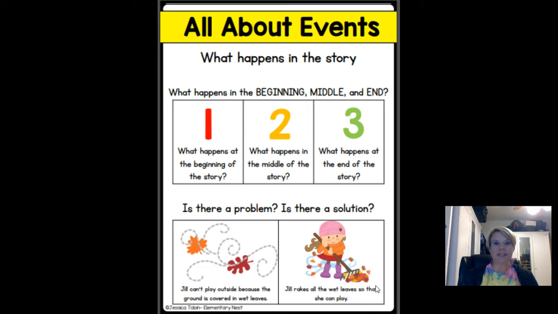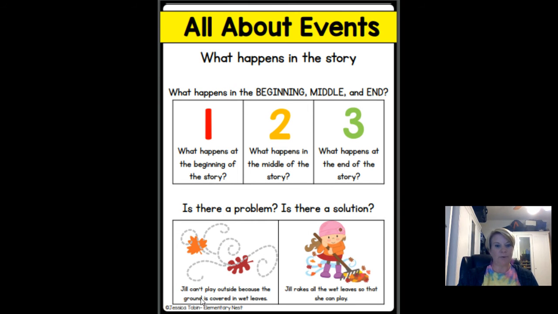So I have this anchor chart here for you, and I know you guys already know the beginning of it. So what happens in the beginning, middle, and end, that is pretty simple. We've done that all year long. So problem and solution are a little different. Problem is what happens in the story that is a problem or a challenge for the character. And the solution is what the character does to solve the problem.